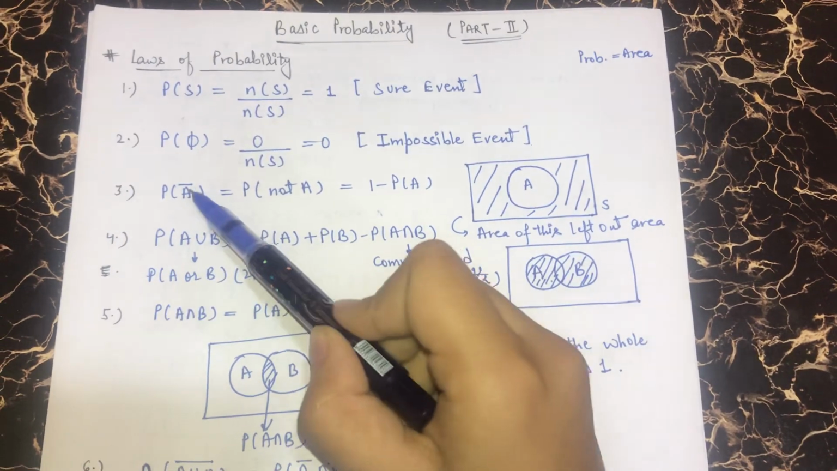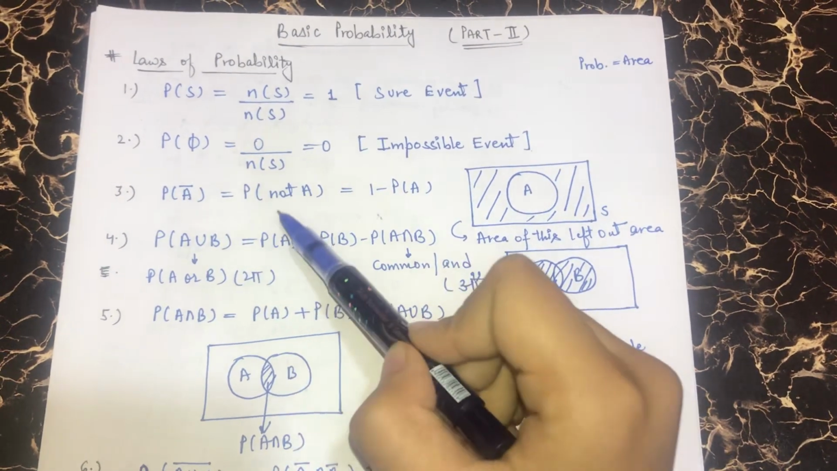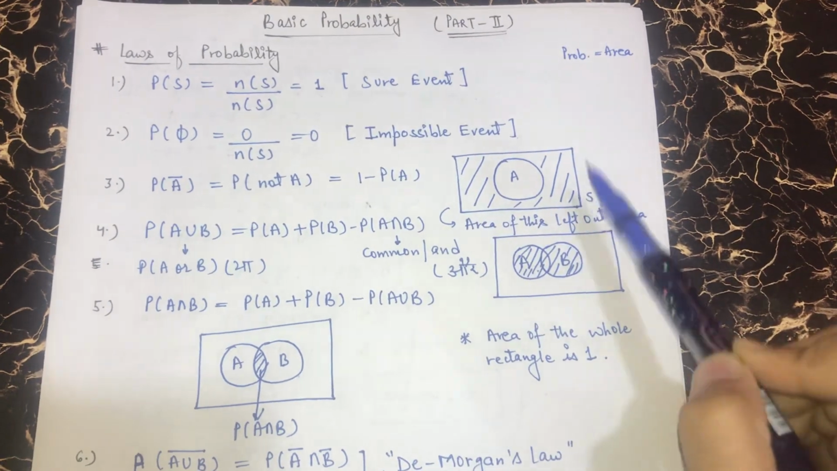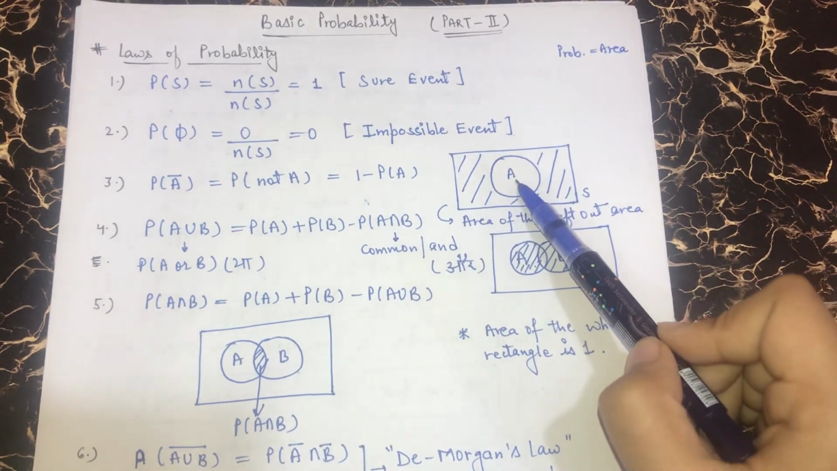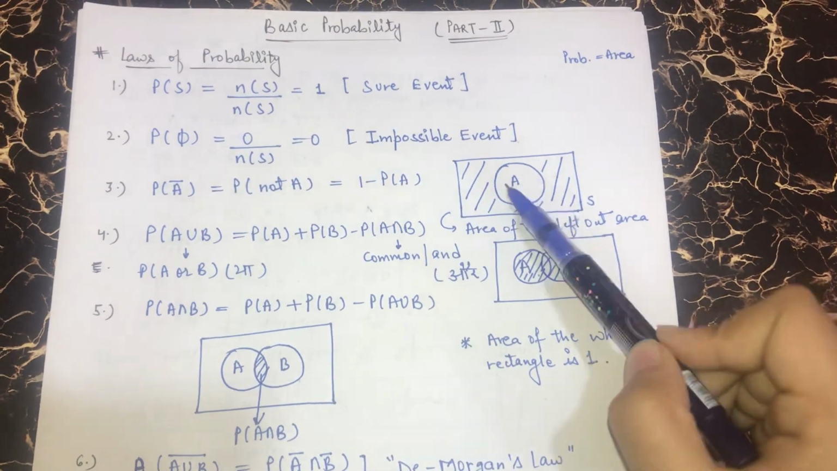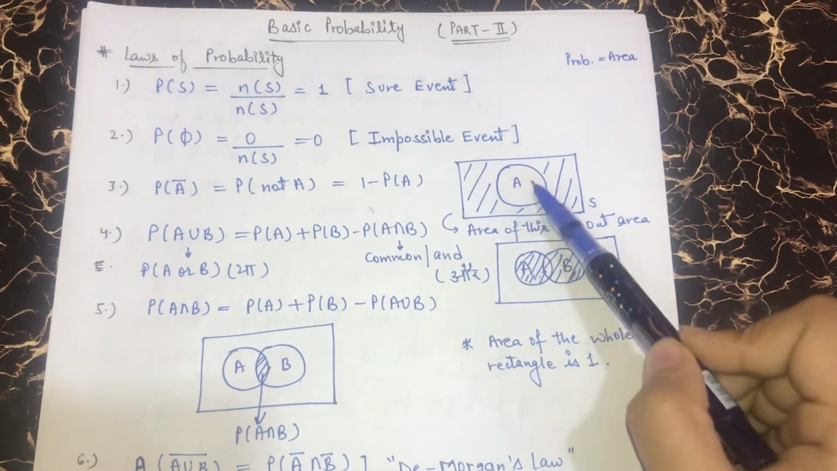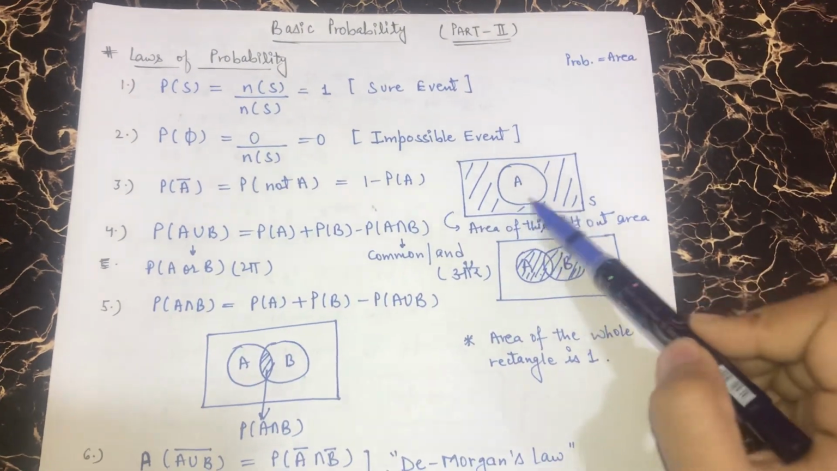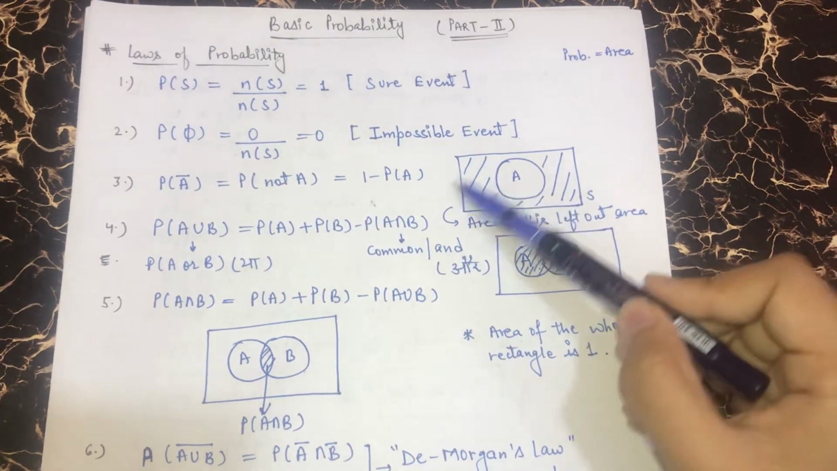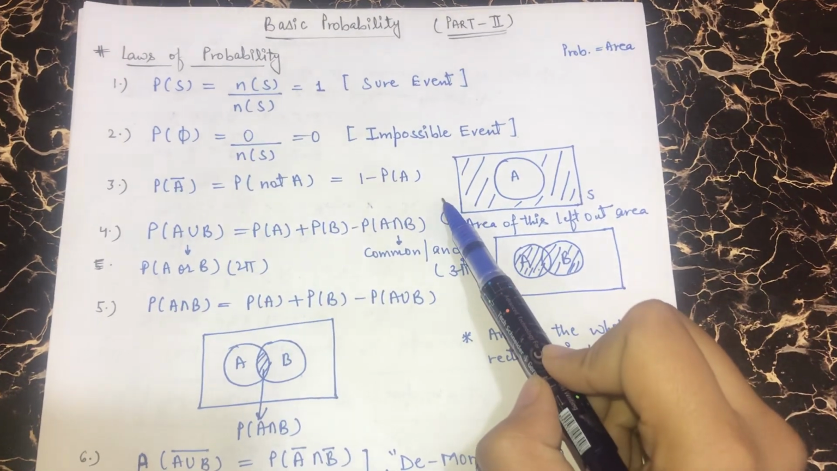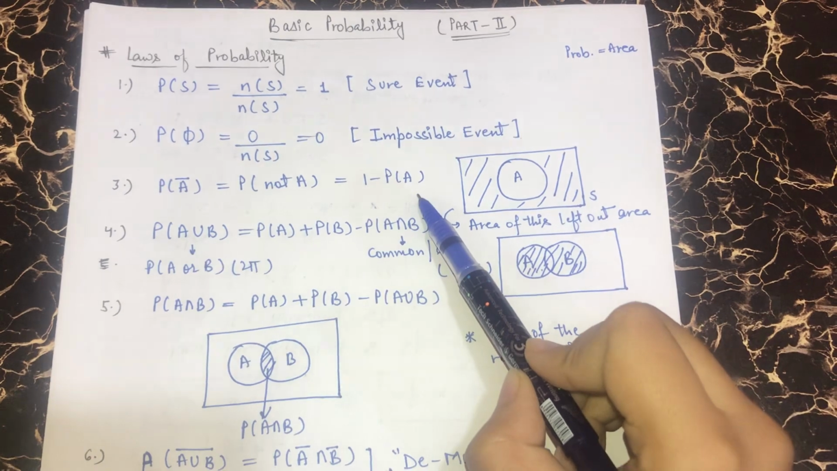Probability of A bar. What is A bar? This is probability of not A. Like if this is the whole sample space in which this is our set A, so what will be not A? The part which is not A, like the part except A. So from this whole sample space S, if I deduct this A part, the rest of the part I will get is the probability of not A. So it is 1 minus probability of A.